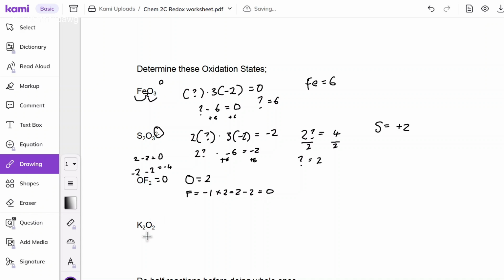And then for this one as well, this is also an exception here. Usually we would want this to be -2 times 2, -4, plus K is an alkali metal, and it's usually a +1 charge, and then it's times 2. So it should be 2 minus 4 equals -2, but the compound over here doesn't have any charges to it. It should be equal to 0.